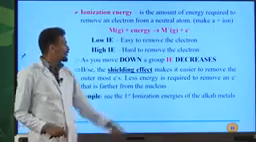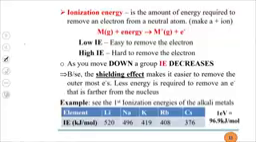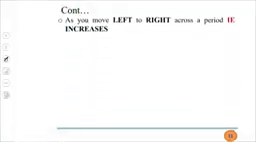See the first ionization energy of alkali metals: lithium, sodium, potassium, rubidium, cesium. This is in kilojoule per mole. Lithium is 520, and it decreases down the group. So lithium, sodium, potassium, down the group, ionization energy decreases. 1 electron volt is equal to 96.9 kilojoule per mole. You are familiar with this one.